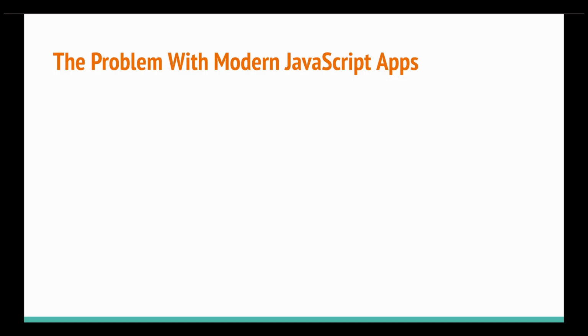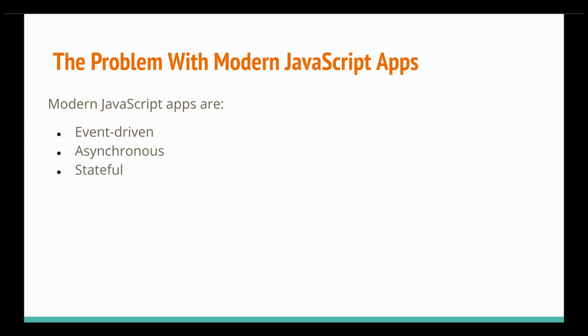The problem with modern JavaScript applications. Modern JavaScript applications are very complex, which means they are event driven, meaning the app reacts when you click a button or type in a form. They are asynchronous, meaning multiple things can happen at the same time, like loading data while you are using the application. They are also stateful, meaning the application remembers things like your login status or items in your cart. Because of this complexity, one major problem appears in many applications, and the problem is shared mutable state.